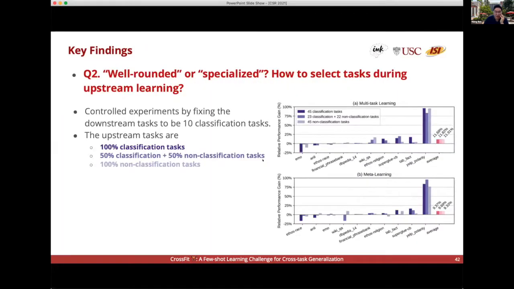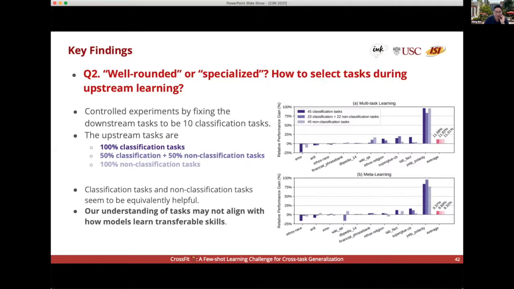The second takeaway is whether certain upstream tasks are more helpful than other upstream tasks. In this case, we look at, for classification, whether non-classification tasks can actually help. The finding is that, interestingly, classification tasks and non-classification tasks seem to be equivalently helpful. But again, there are still many open questions for the analysis here. Our understanding of the task may not align fully with how the model actually learns these transferable skills. That means the task ontology we are creating here might not be aligned with what the system thinks are the right ways of categorizing the reasoning skills and task skills.